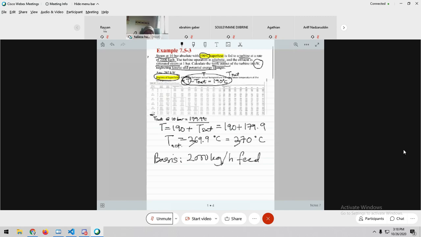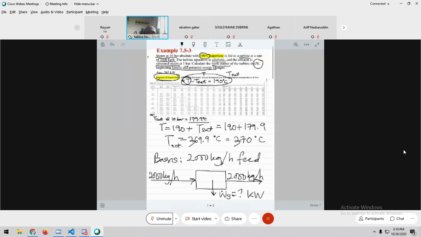What to do next? Draw the diagram. Now you have a turbine. You have an inlet coming in and an outlet coming out. This is a turbine. You're going to give off shaft work, and that unit is going to be in kilowatt. The amount coming in is 2,000 kilogram per hour. The amount coming out is also still 2,000 kilogram per hour.